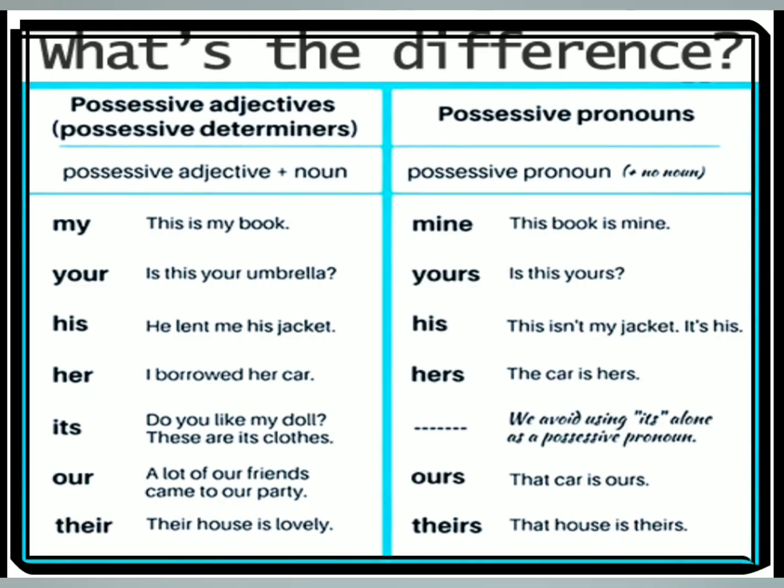Now see what the differences are. The difference is very clear between possessive pronouns and possessive adjectives, that is, possessive determiners. Possessive adjective plus noun, like: this is my book. Is this your umbrella? He lent me this jacket. I borrowed the car. Do you like my doll? A lot of our friends came to our party. Their house is lovely.